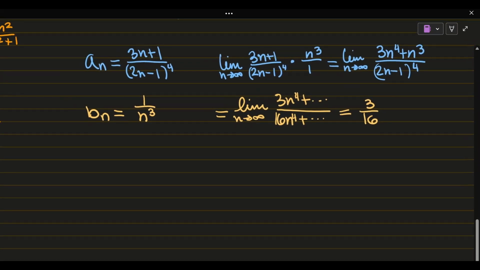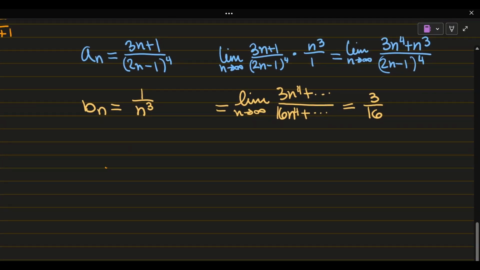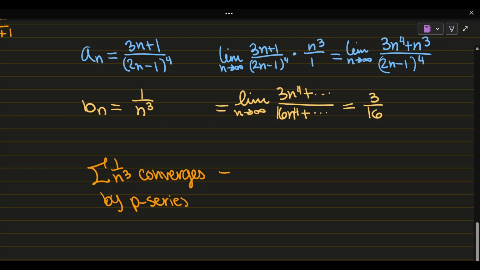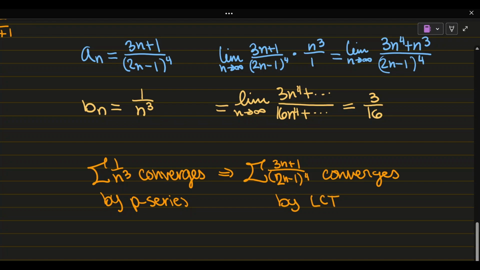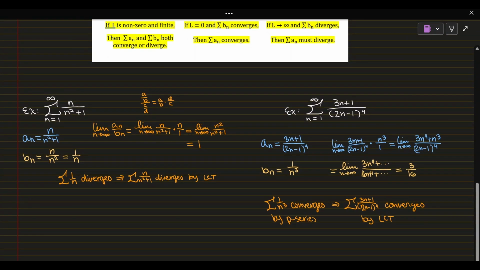So it's non-zero and finite. So that tells us that an and bn have the same behavior. So because the sum of 1 over n cubed converges by p series, the sum of 3n plus 1 over 2n minus 1 to the fourth converges by limit comparison. Okay, and that wraps up what I want to say about limit comparison and basic comparison.